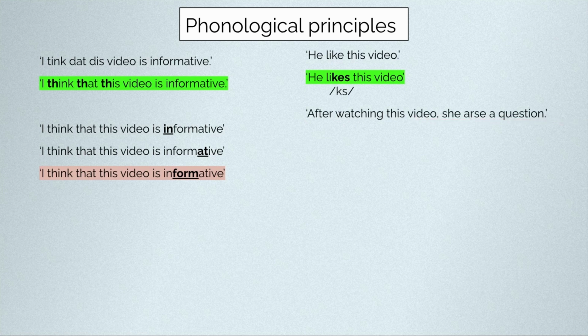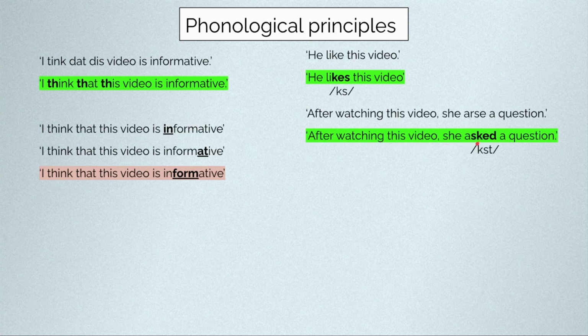Again, you probably understand this as "after watching this video, she asked a question," with the final consonant cluster, kst, which is a bit of a mouthful and often just gets dropped, so you end up with something more like this anyway. Now compare that with the intelligibility of this sentence.